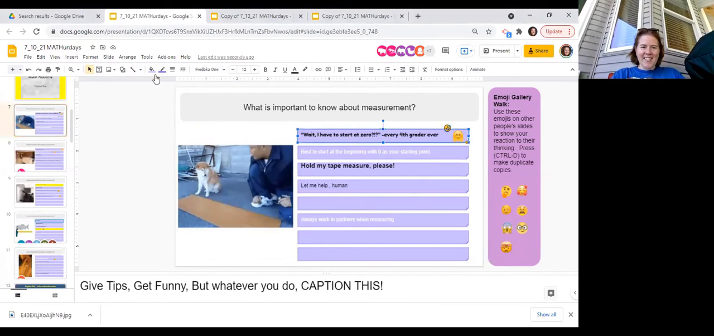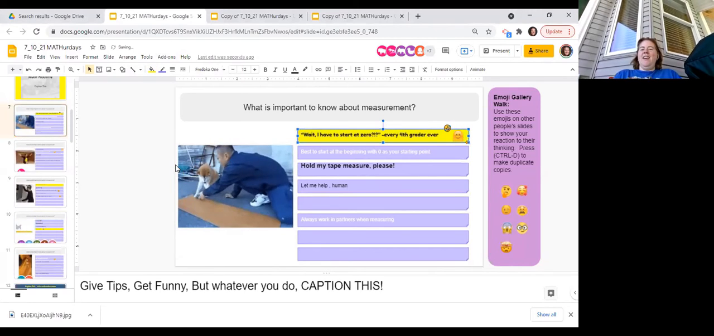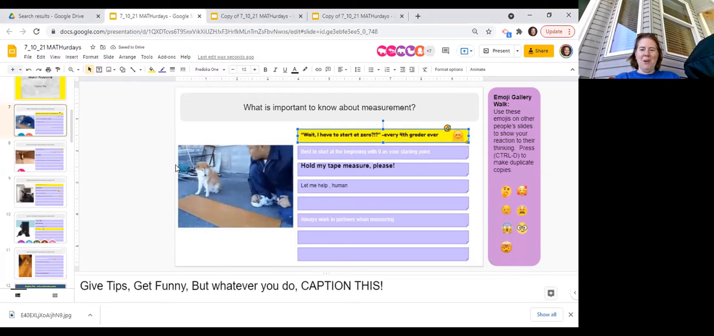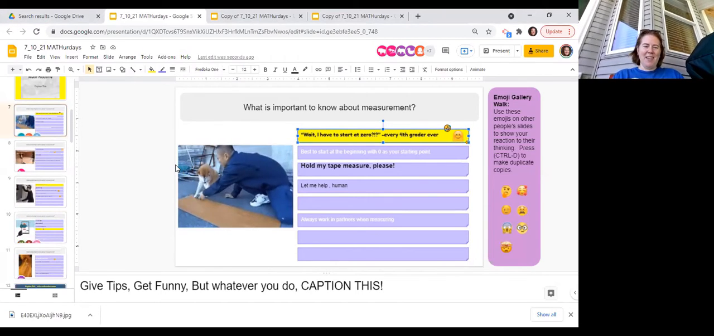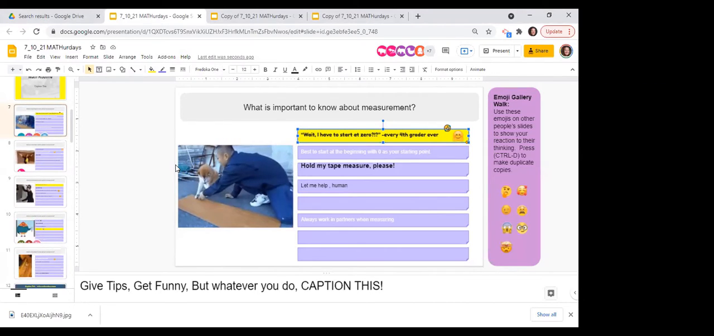And on slide 7, this little pup is trying so hard to help out. This one got 2 little emojis with it. Who wrote the one in yellow on slide 7? What were you thinking about here?